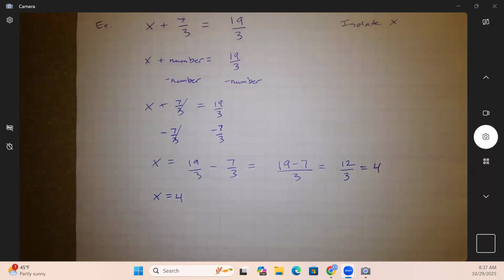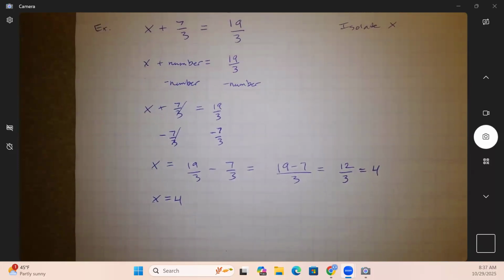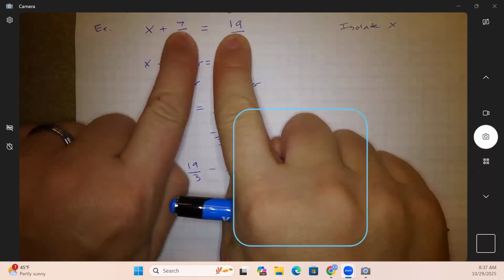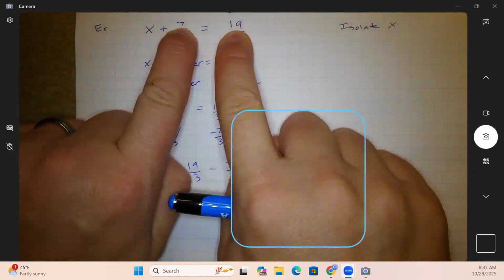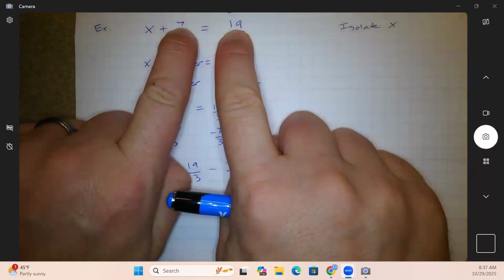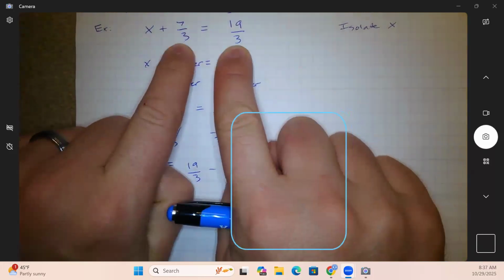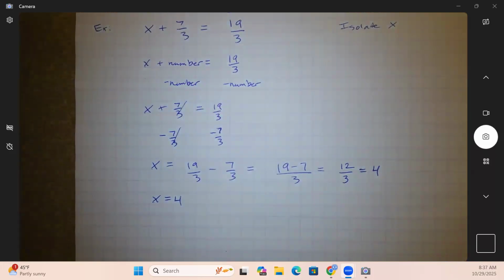So one of the big challenges is when you're working with fractions, things that used to be clear, if I said that x plus 7 equals 19, you would know for sure that you subtract the 7. But now that it's a fraction, it can be harder to pick out what are the operations that I have to undo. All right, let's do another one.